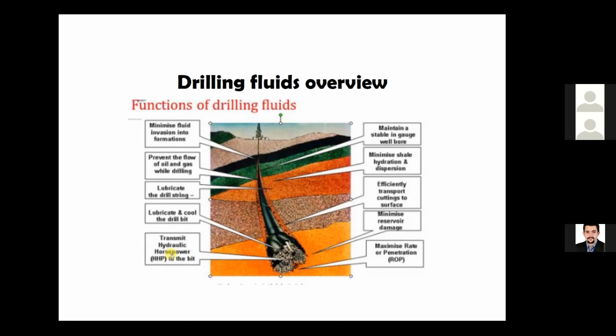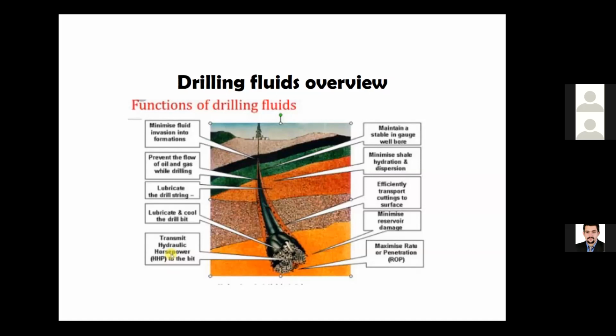Function number 1 is to minimize fluid invasion into the formation. Because if too much fluid goes into the formation, we will have a thick layer of solids between the formation and the drill string. It is called filter cake. If we have a big filter cake, we may have a stuck problem. Stuck problem means we can't drill anymore and we have to make a side track, or make another well to drill.